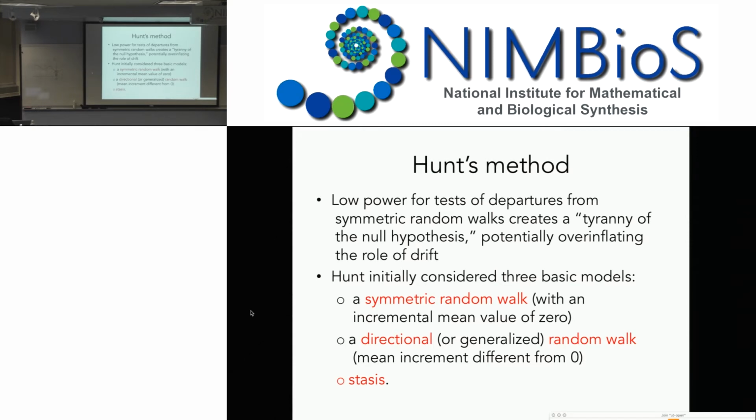So he wanted to get around this issue. He said you can think of three scenarios. Number one, a symmetric random walk with a mean of 0. Number two, a directional or generalized random walk where the incremental mean is different from 0, either positive or negative. And number three, stasis. For stasis, he assumed you're drawn from the same distribution each time. You can then take your data and fit each of these using maximum likelihood.